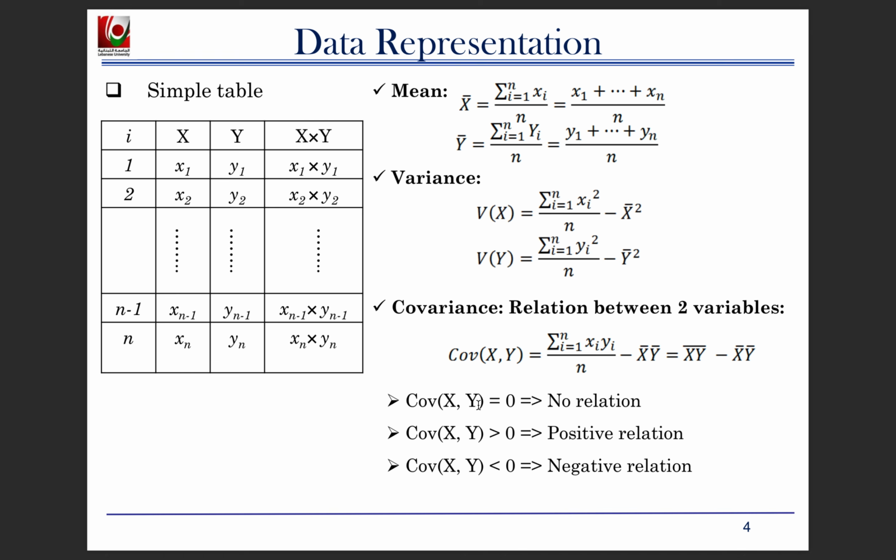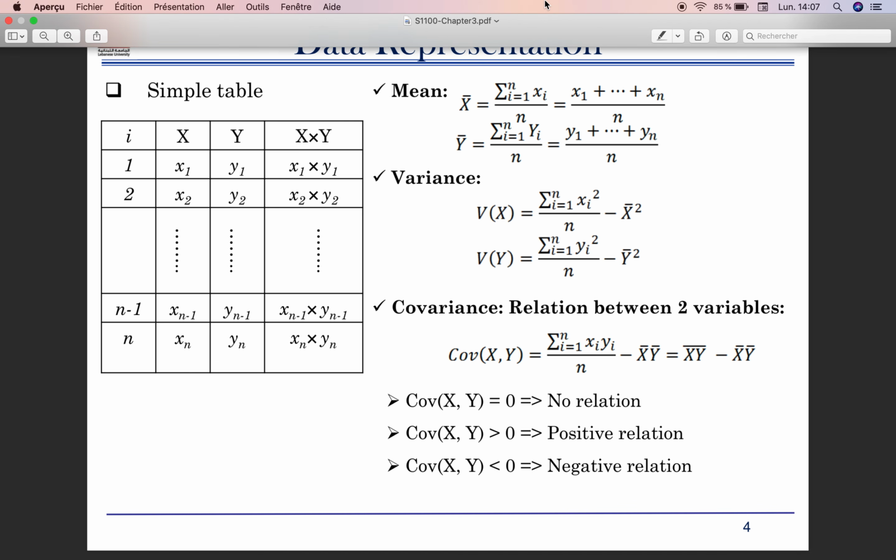Now, if the covariance is close to zero, then we don't have a relation between the two variables. If the covariance is positive, we have a positive relation, and if the covariance is negative, we have a negative relation between the two variables.